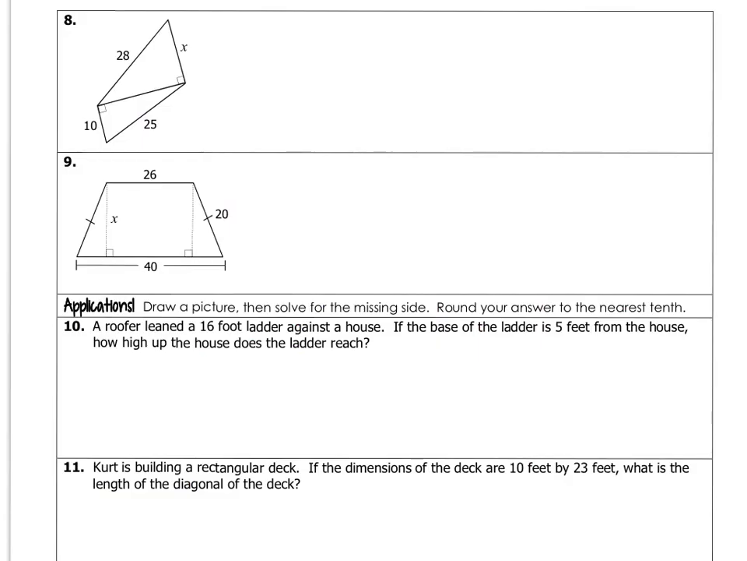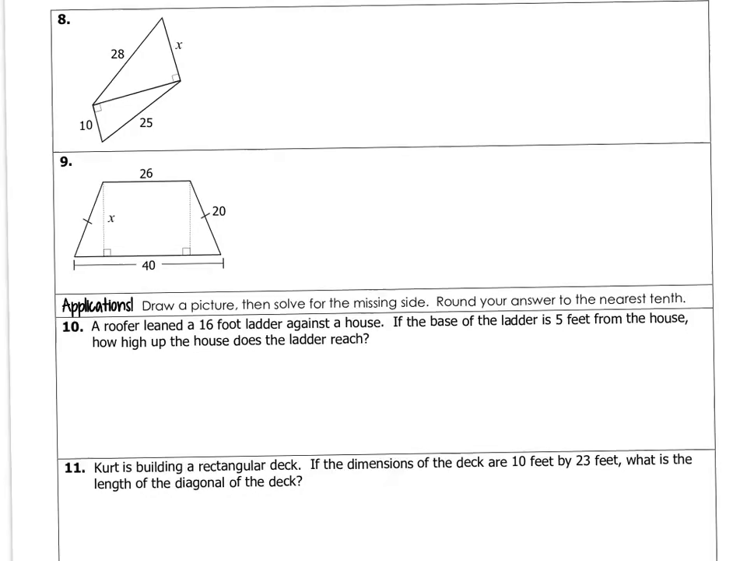Okay, now let's look at some application problems. Please make sure that you finish all the questions that I'm not demonstrating. They're fairly similar. Some of them take an extra step, but they're not hard. So make sure you finish those, and then let's look at number 10. A roofer leaned a 16-foot ladder against a house. If the base of the ladder is 6 feet away from the house, how high up the house does the ladder reach? So let me move this up a little.